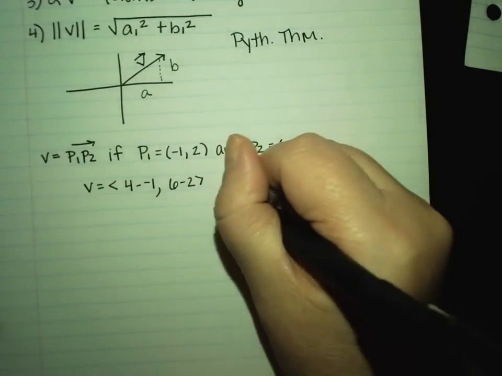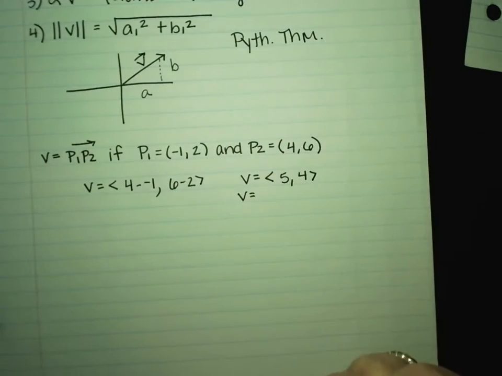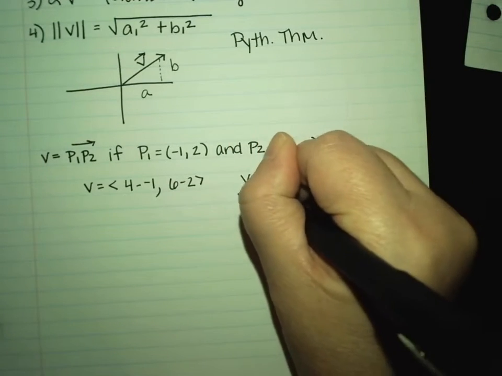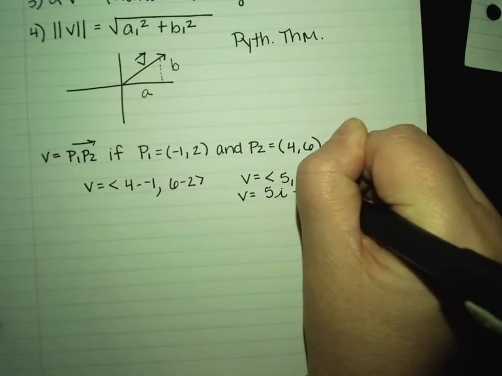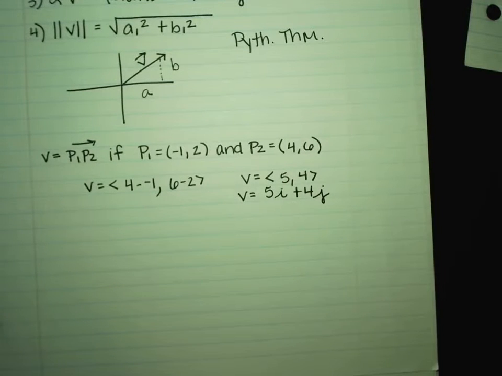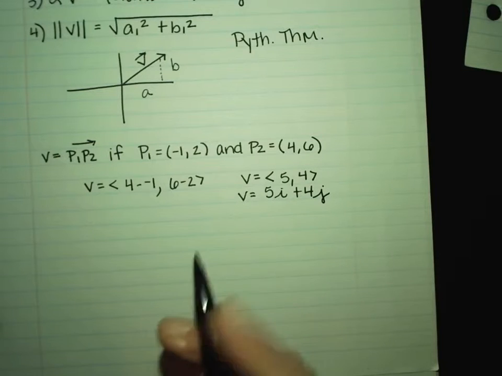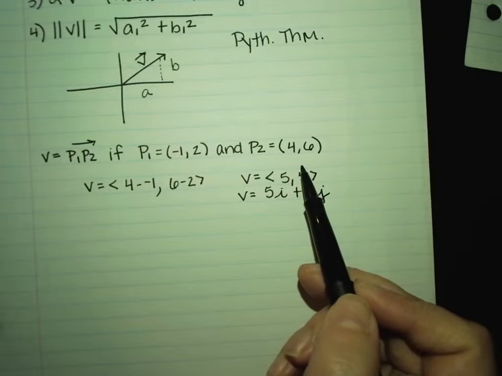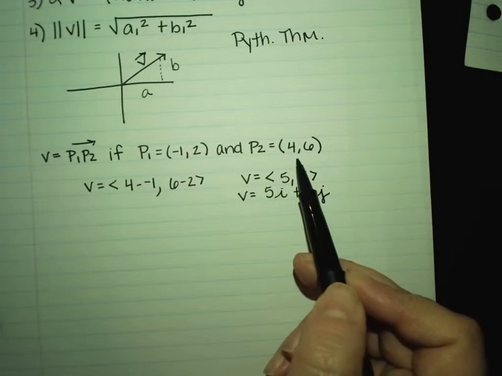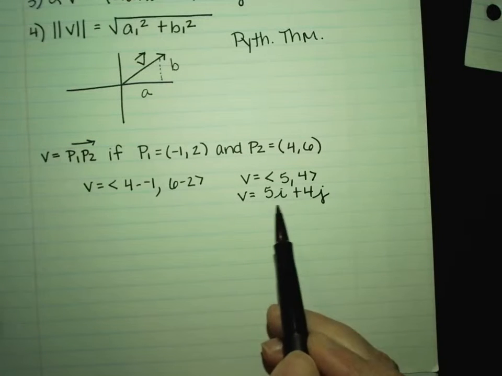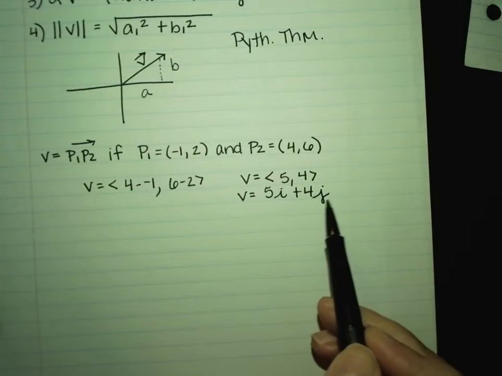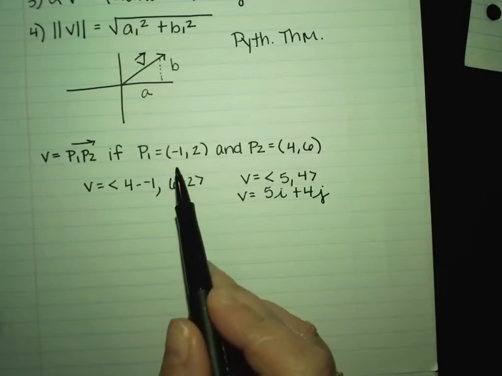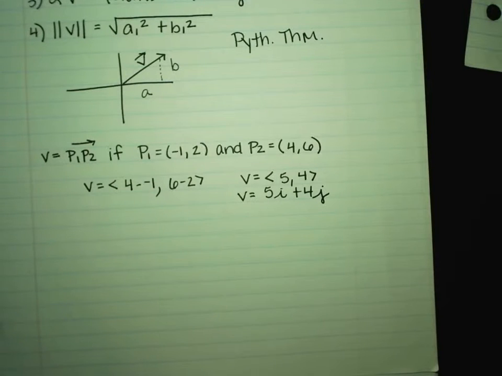If you want, you can put your i's and j's in there. You can say that this is 5i plus 4j. Okay, so that's how many units are going from point P1 to point P2. You're going to be going 5 units horizontally, 4 units vertically to go from P1 to P2.